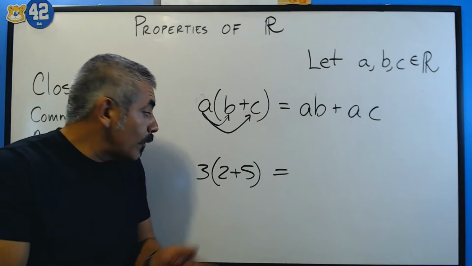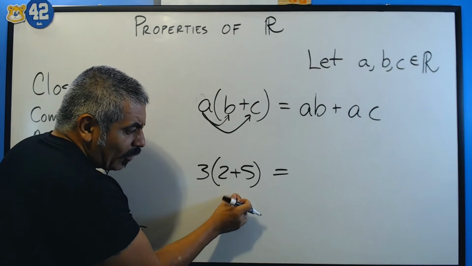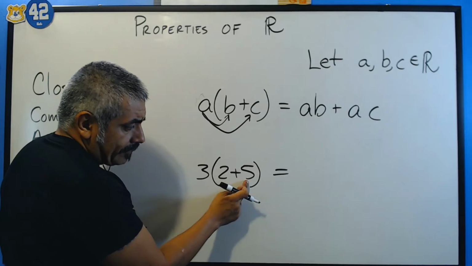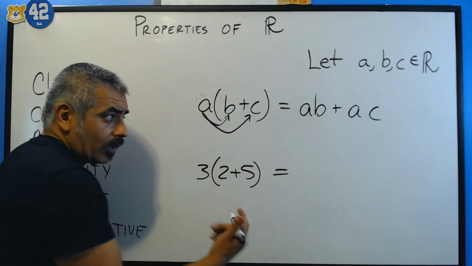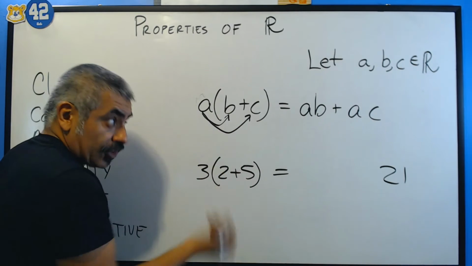As an example, just so you can visualize it, think of this equation. We already know what this is. 2 plus 5 equals 7. 7 times 3 is 21. We know we're supposed to get 21 back. But let's try this method to ensure that it works.